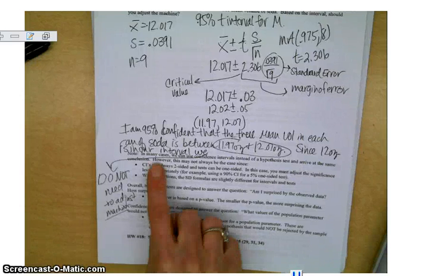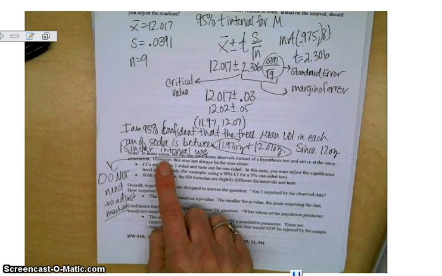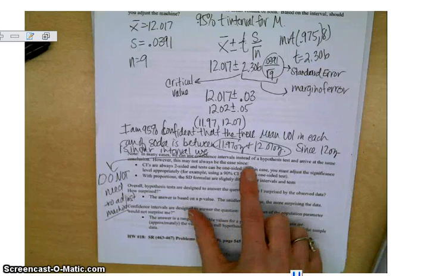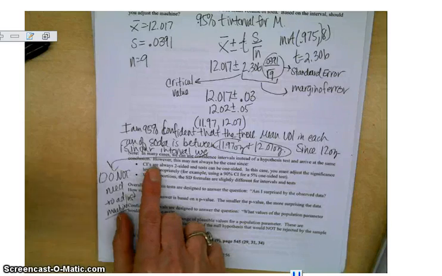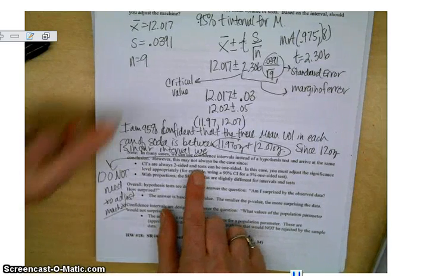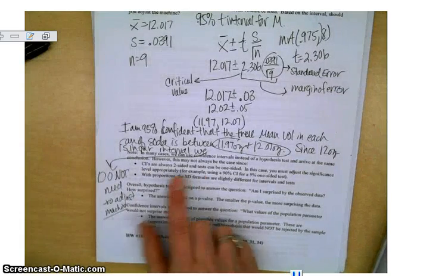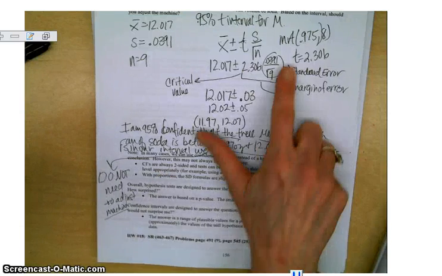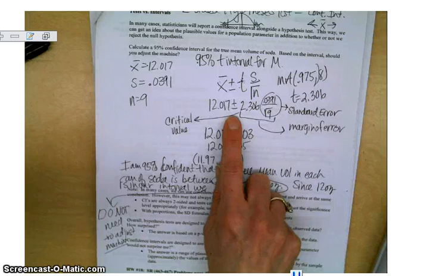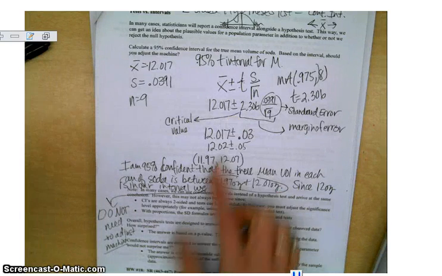All right, so in many cases we can use confidence intervals instead of a hypothesis test and arrive at the same conclusion, but this may not always be the case, and we already talked about this at the beginning. Confidence intervals are always two-sided, always. That's why it's got plus and minus. I'm allowed to go above and below. I'm giving myself a range of values above and below.